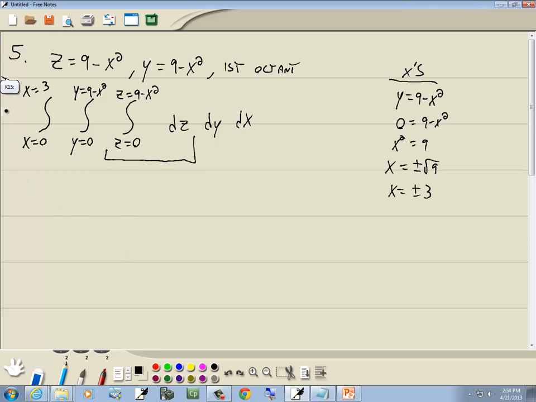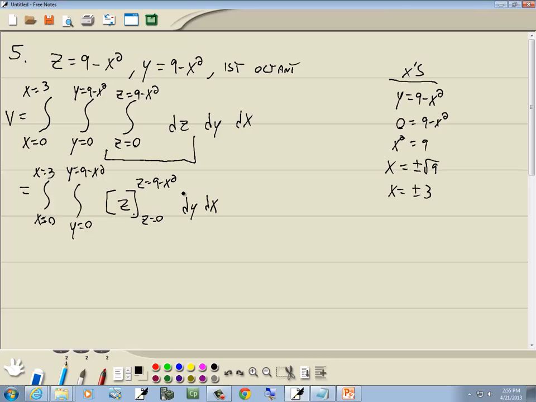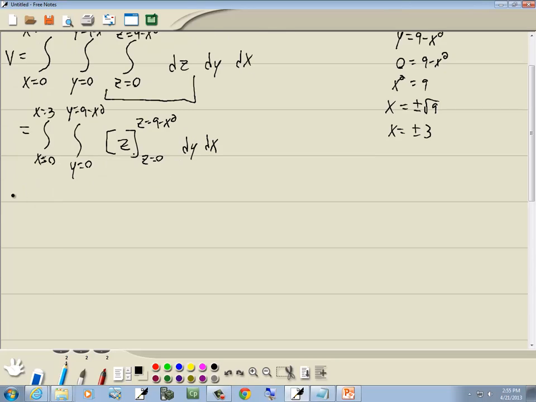Well, we'll work with our inner one. That's our volume, by the way. I tend to forget to put that. x equals 0 to x equals 3, and then y is equal to 0 to y is equal to 9 minus x squared. There's an invisible 1 here, so the integral of 1 with respect to z is just z, from z is equal to 0 to z is equal to 9 minus x squared, dy dx. Which will be going from x is equal to 0 to x is equal to 3, y is equal to 0 to y is equal to 9 minus x squared.